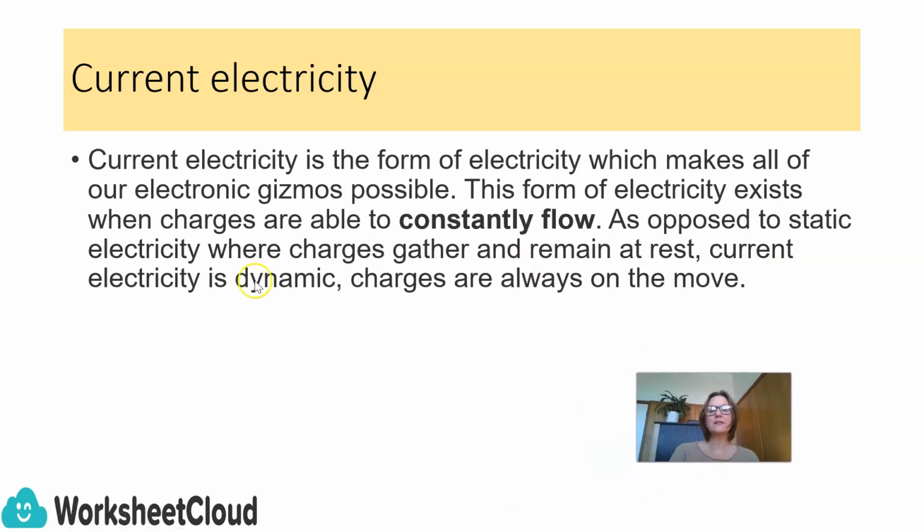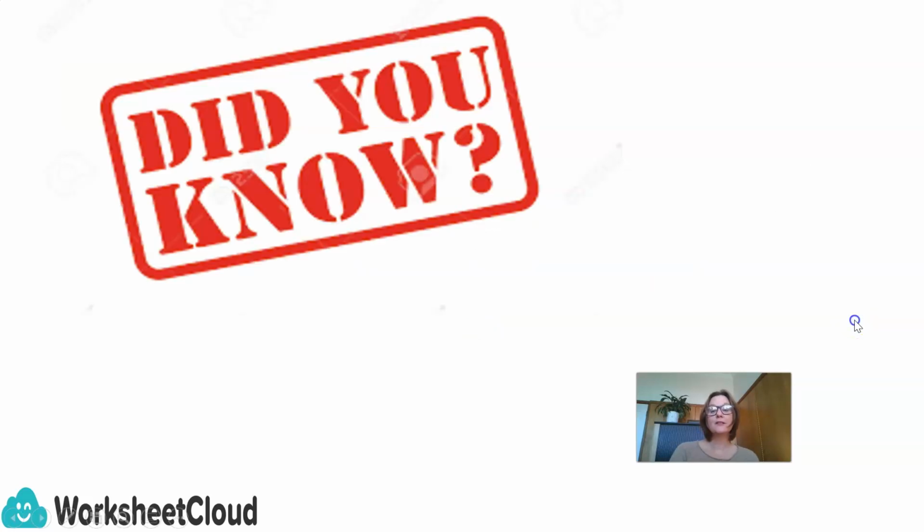So current electricity is the form of electricity which makes all of our electronic gizmos possible. This form of electricity exists when charges are able to constantly flow, as opposed to static electricity, where charges gather and remain at rest. Static at rest. Current electricity is dynamic. The charges are always on the move.